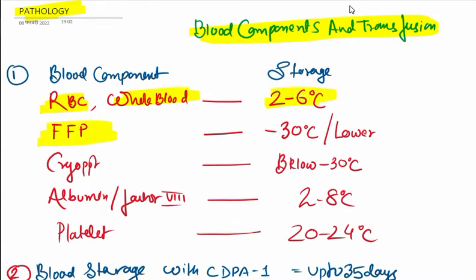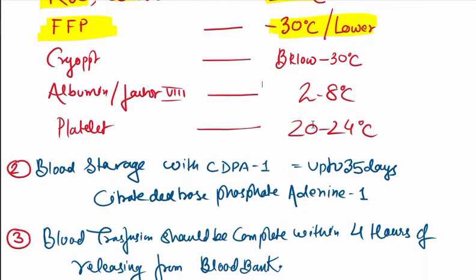Fresh frozen plasma has to be stored at minus 30 degrees Celsius or lower. Next one, cryoprecipitate: below minus 30 degrees Celsius. Albumin and factor 8: 2 to 8 degrees Celsius. Platelets have to be stored at 20 to 24 degrees Celsius. At this temperature, there is an increased chance of bacterial contamination of this component.